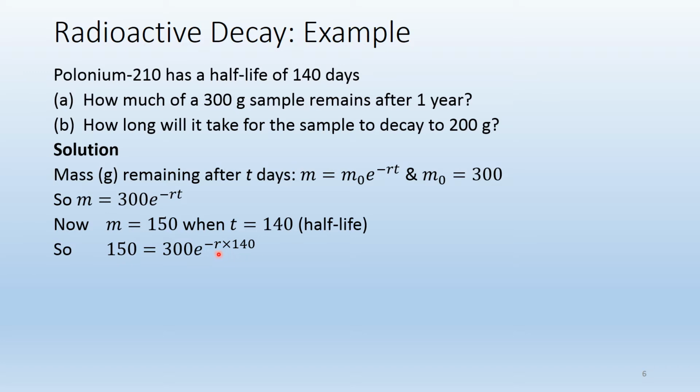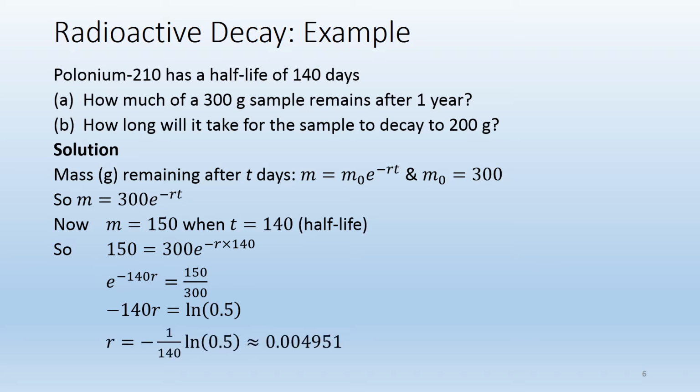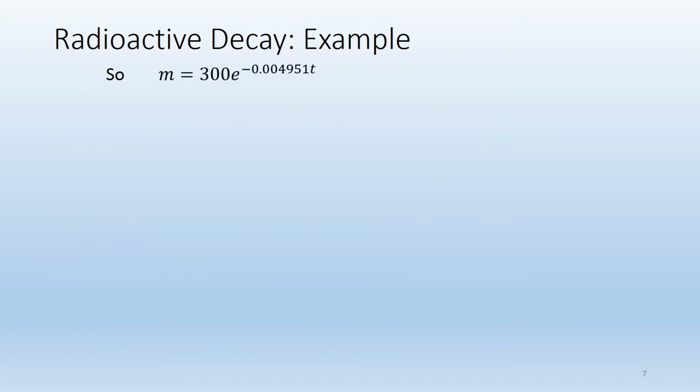We are trying to find r, so we have to get to the r. We'll divide both sides by the 300 firstly. We have to undo the e to the power of, so that means we take log of both sides, and then we can divide by negative 140 to get our r as approximately equal to 0.004951. And we need to keep that value in our calculator so that we can use it later on. And so our equation then becomes as shown there, with our r and m naught in the equation.